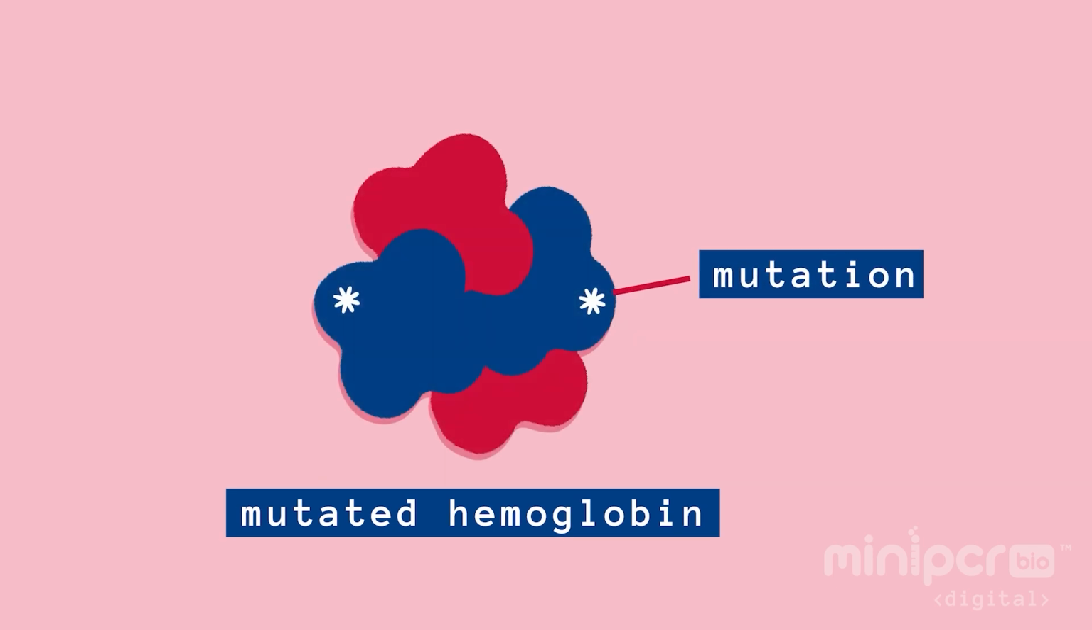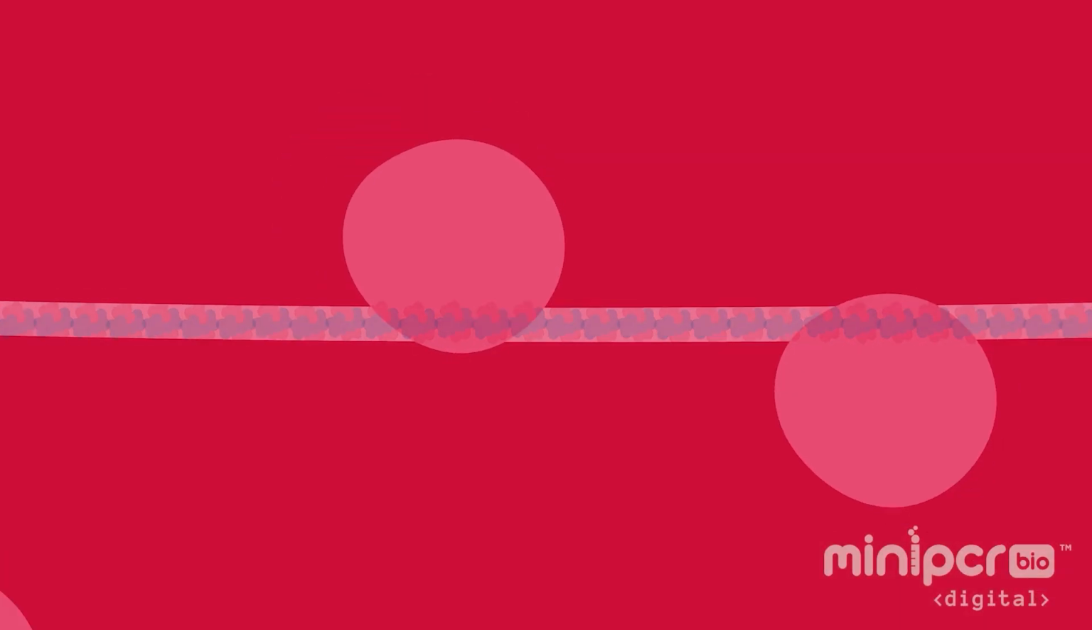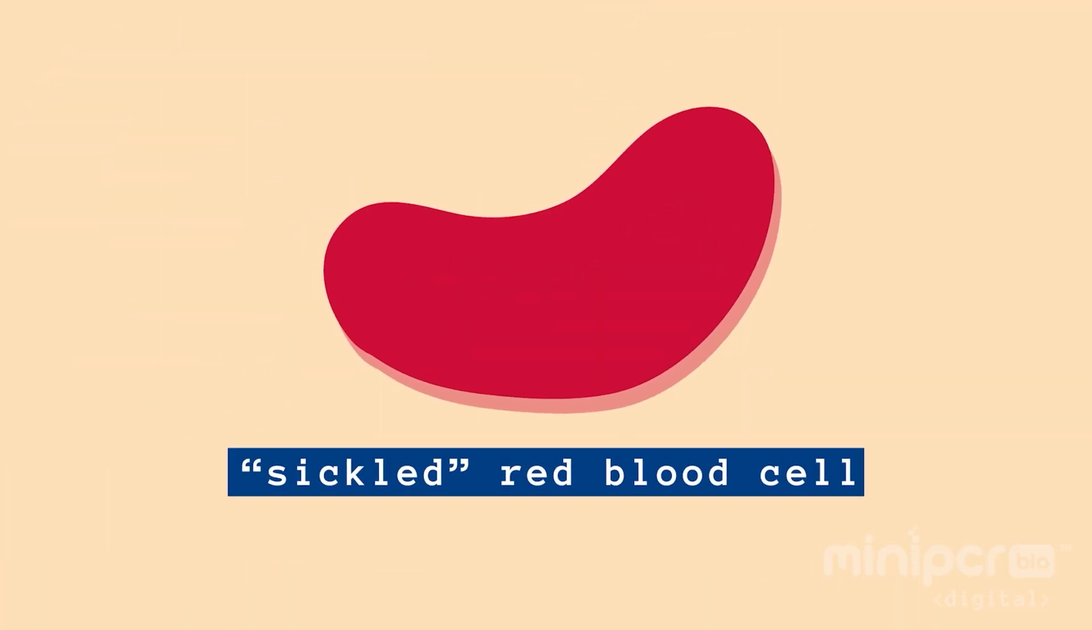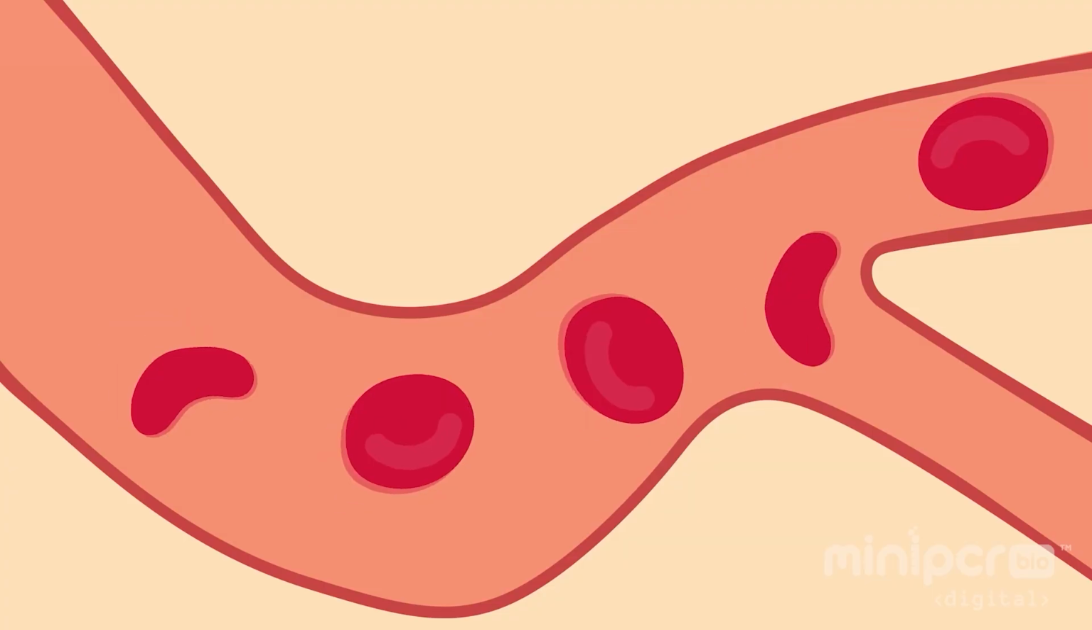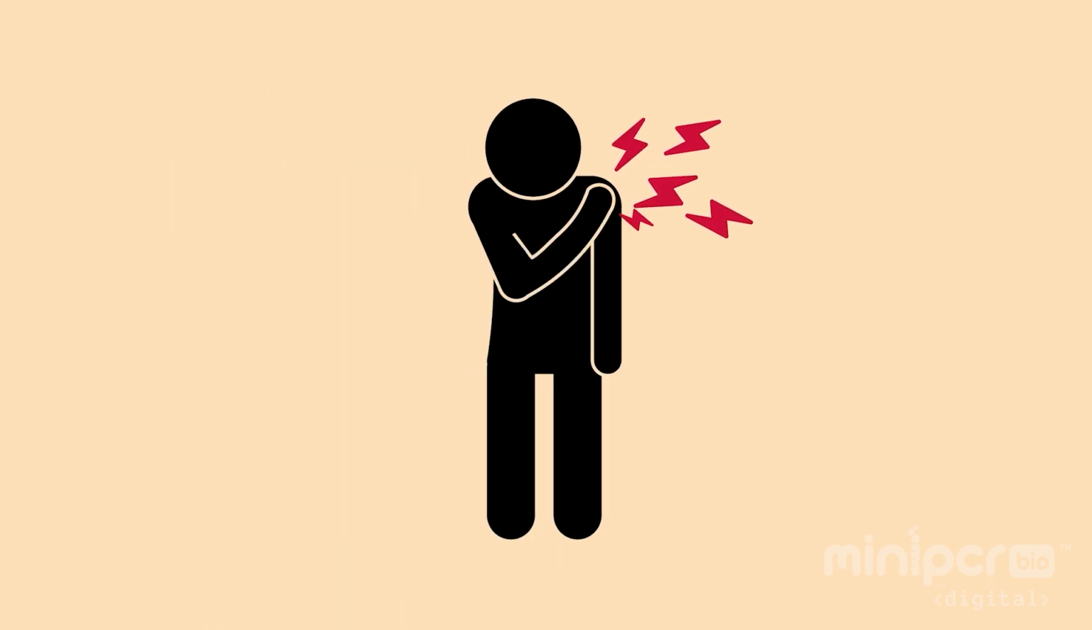The mutation causes hemoglobin molecules to stick together. Instead of floating freely, they form long chains that bend red blood cells into a crescent or sickle shape. Sickled red blood cells do not move smoothly through the bloodstream. They tend to clump together and form blockages that prevent oxygen from reaching tissues. It is that lack of oxygen that triggers severe pain episodes. And if blockages happen in vital organs like the brain, they can even cause death.